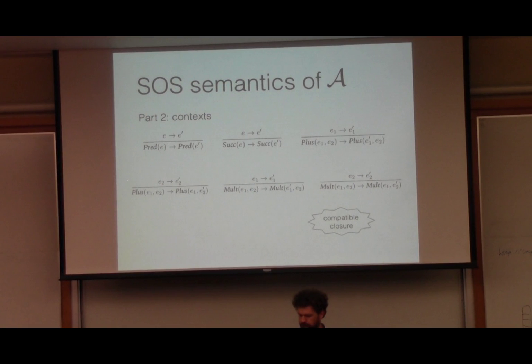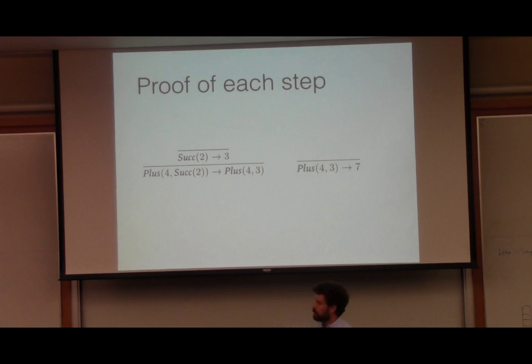Okay, and sometimes, if you want to express this idea more succinctly, you could just give part one and then say that you take the compatible closure of that relation, okay? Which is just a shorthand way of saying exactly the stuff that I spelled out here. So you allow the relation to be applied in the context of each position of sub-expressions. Okay, and then in this kind of semantics, for each step of the computation, we can build proofs that that's what the expression steps to.